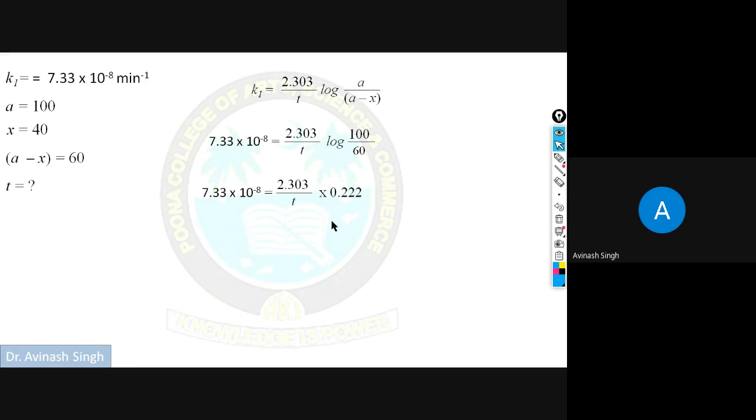So the solution is T is equal to 6.975 into 10 raised to 6 minute.